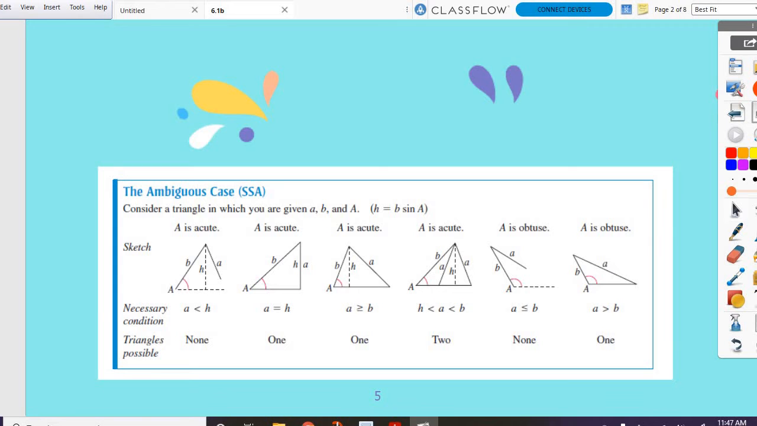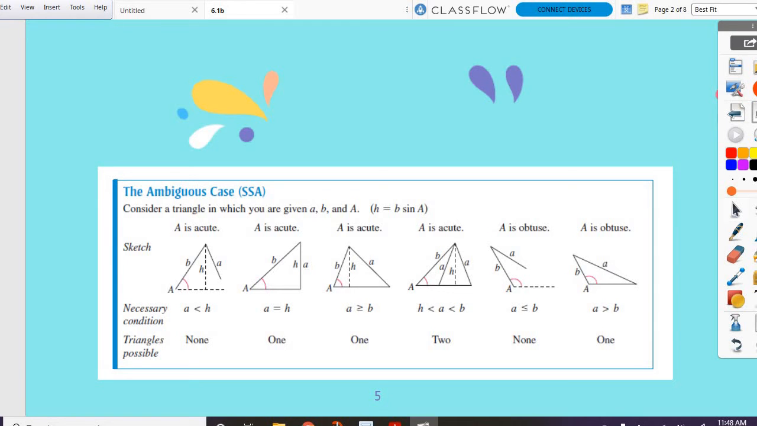And also if it's bigger than our original side, no matter if it's acute or obtuse, we only create one triangle. And then in the middle here are those couple of middle ones that we talked about. If our A, or the new side, is smaller than our B, but is bigger than our height, that's where we hit that perfect spot where we can actually create two different triangles.